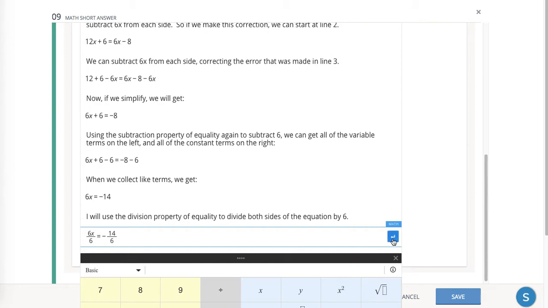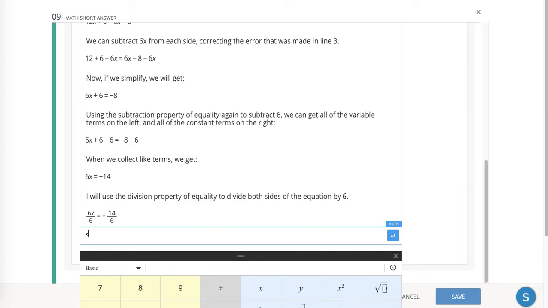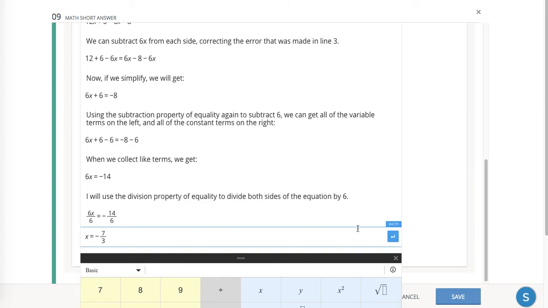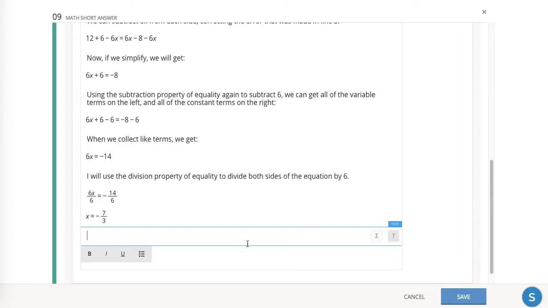All right, and then I am going to simplify that. You can simplify by saying just simplify the fraction, or I think it would be okay for this one just to write x equals negative 7/3, and you're going to leave it as a fraction. Do not write a decimal and then round it, because once you round, you are no longer accurate. You have an approximation, not an exact answer. Now, this is our answer.